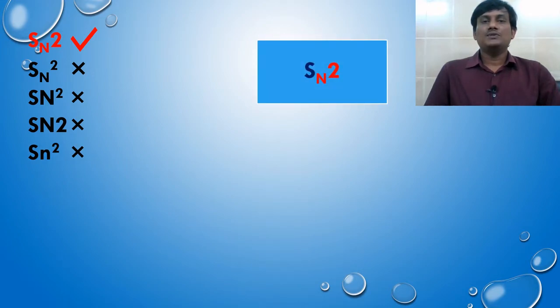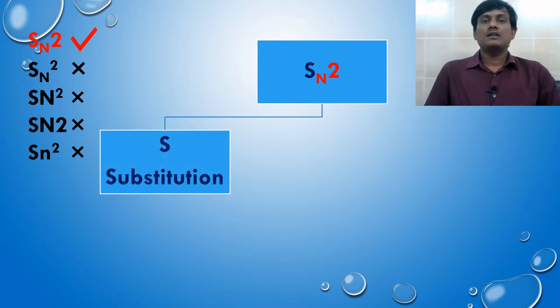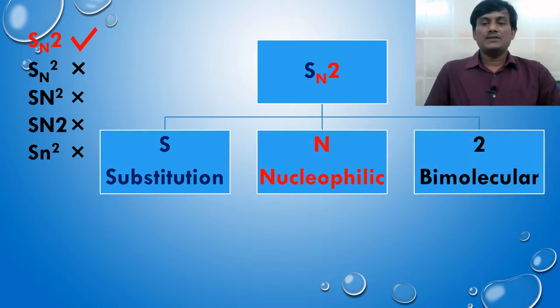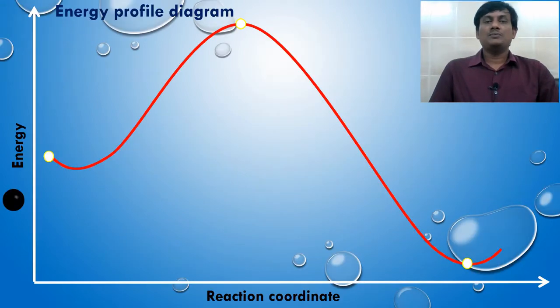Then what is SN2? S stands for substitution, N stands for nucleophilic, and 2 stands for bimolecular. So the name is bimolecular nucleophilic substitution. Energy profile diagram of SN2 reaction.